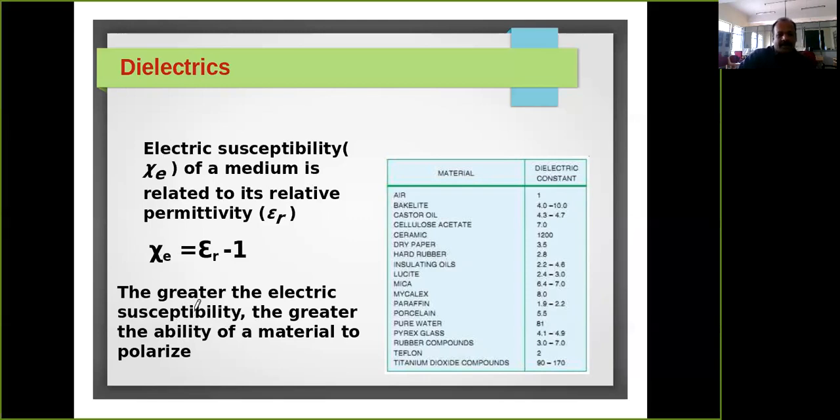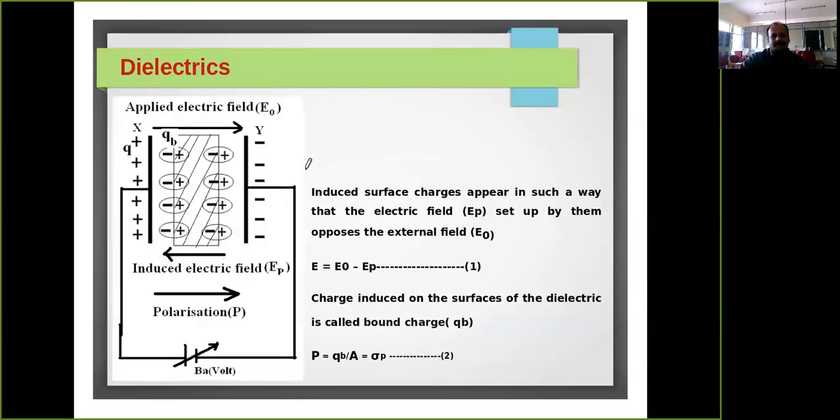Here, one point to be noted: the electrical susceptibility is the measure of the degree of polarization of the dielectric material when it is kept in an electric field. So the greater the electrical susceptibility, the greater the ability of a material to polarize. Here, E naught is the strength of the applied electric field, which is applied between the plates X and Y. And EP is the electric field set up or induced inside the dielectric. So the induced electric field is opposite to the applied electric field. So the resultant electric field E is equal to E naught minus EP.